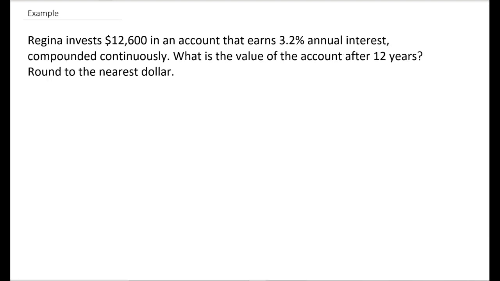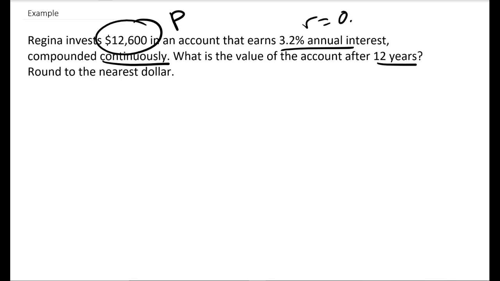All right, so let's look at an example. Regina invests $12,600 in an account that earns 3.2% annual interest, compounded continuously. So it's doing it multiple times, infinity, 100,000, a million times, etc. What is the value of the account after 12 years? Round to the nearest dollar. So we know that this has to be our principal, right? How much we invested in an account. This is the rate of interest we get back.